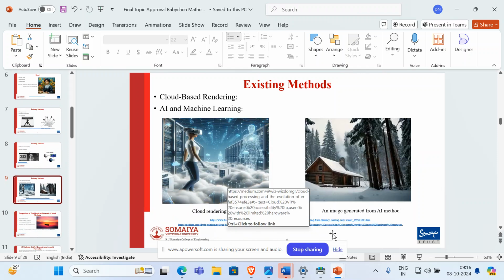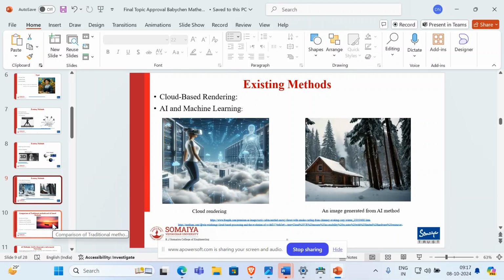Now, here you can see that alignment is not done properly. Try to keep this white space and this white space the same, so that your slide looks symmetric.